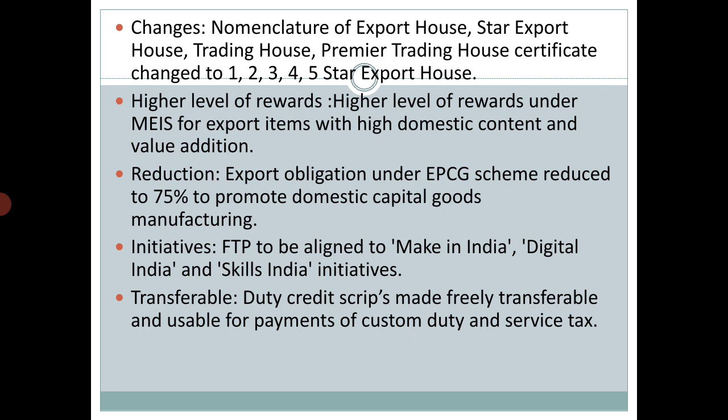Then changes in nomenclature of export house, starred export house, trading house, premier trading house certificate, changed to 1, 2, 3, 4, 5 star export house. The changes were made in nomenclature of export house, star export house, trading house, premier trading house certificate, which was changed to star export house. Then higher level of rewards under Merchandise Export from India Scheme for export items with high domestic content and value additions was made.